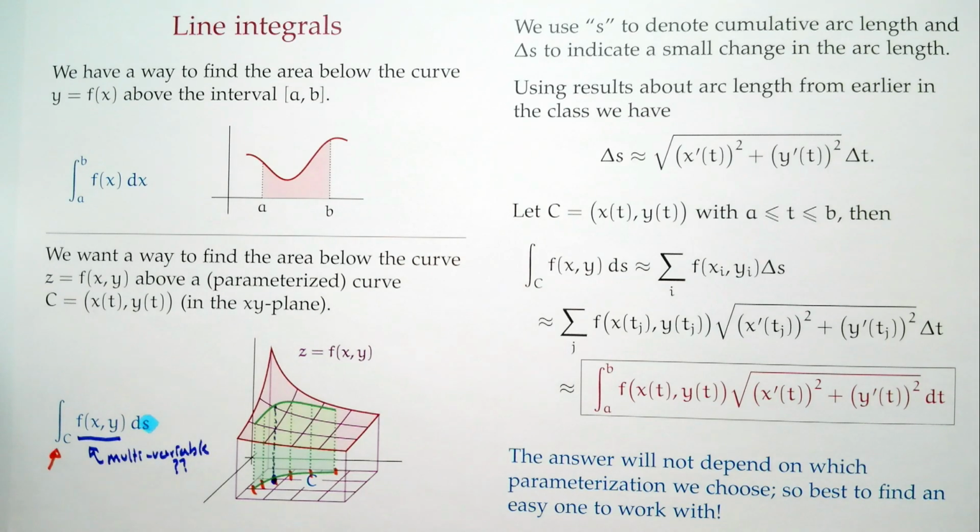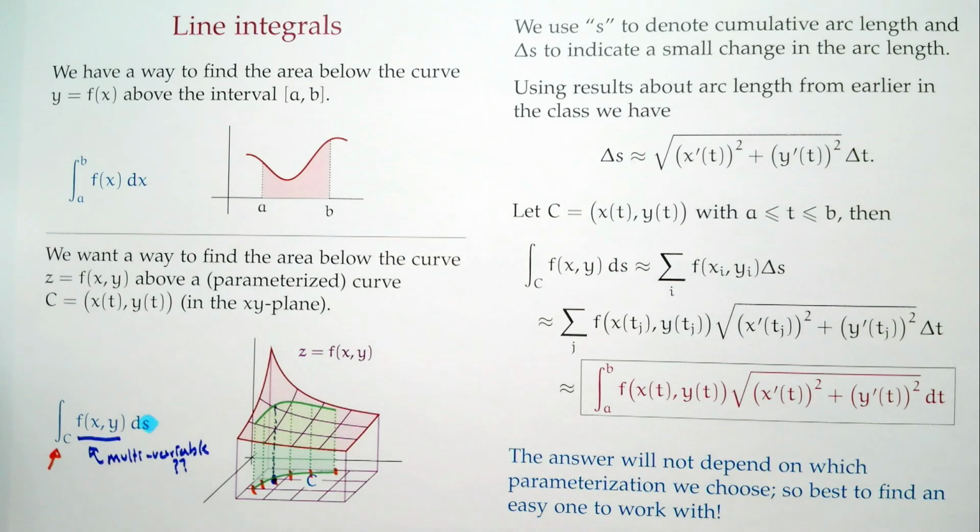So when we talk about this integral of f of x y ds on the curve, we rephrase it in terms of our parameterization. If we're going from a to b for our parameterization, our integral goes from a to b of f of x of t, y of t, times the square root of x prime of t squared plus y prime of t squared, dt.